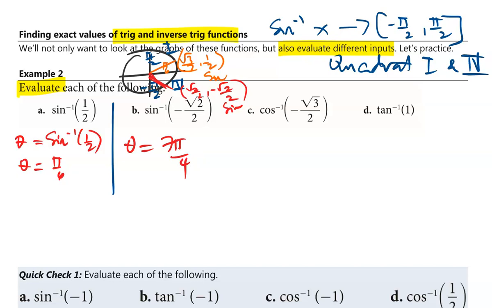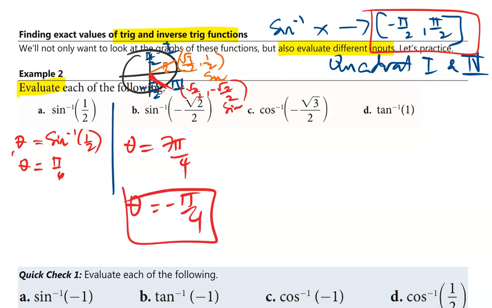But 7 pi/4 is not in the interval of -pi/2 to pi/2. So all you have to do is just get the coterminal of 7 pi/4. We need a negative angle coterminal with 7 pi/4, and that is going to be -pi/4.